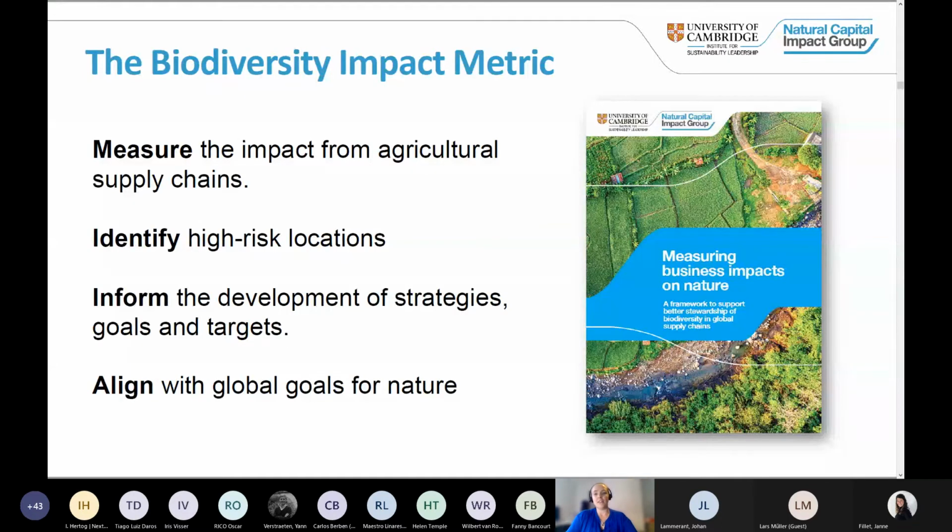So what we did was we created the Biodiversity Impact Metric. The idea of this approach was that it would allow companies to measure the impact from agricultural supply chains, help them identify high-risk locations, inform the development of their strategies, goals and targets, and help them align with global goals for nature. Most importantly, our approach is very simple. It requires a company only to know the quantity of what it is buying and the country it is coming from. As I talk through the detail of all of this, just to let you know, this is all published in a report which is available on our website.